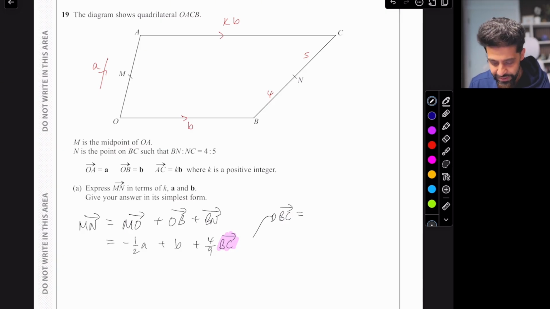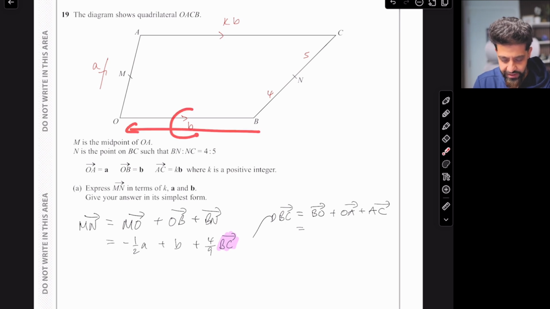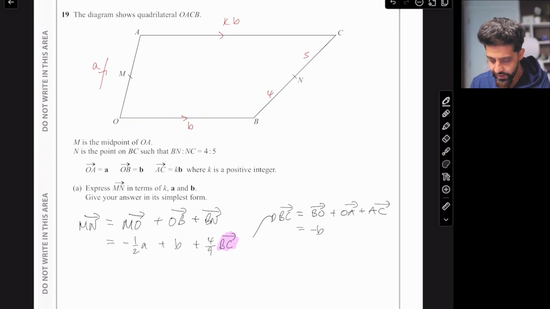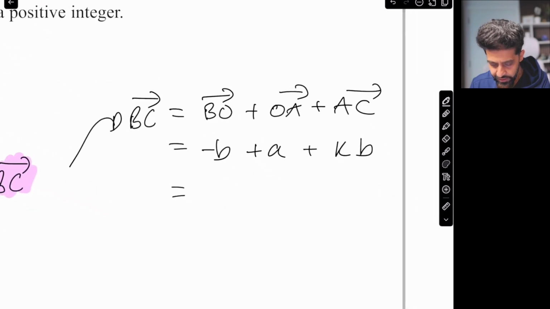We were good. Right, so BC. BC is going to be BO plus OA plus AC. So BO is going to be back against this, so it's minus B. OA is going to be A, and AC is going to be KB. If we now collect the like terms, okay, can't really collect like terms, so what we can do is KB minus B like that.